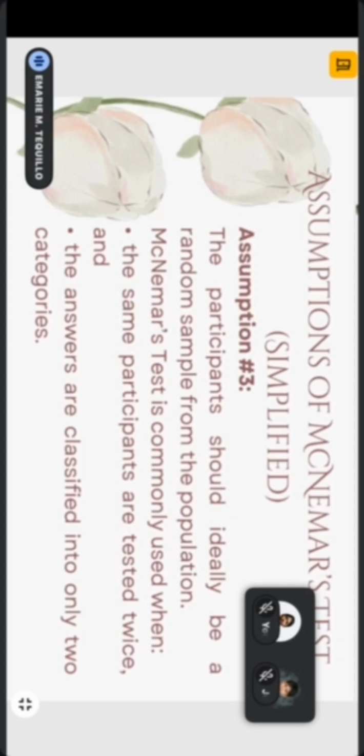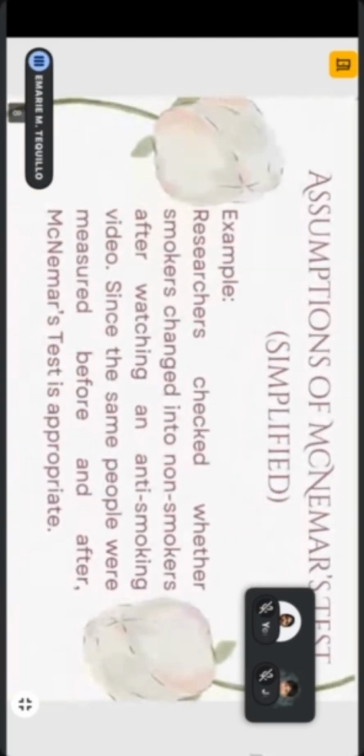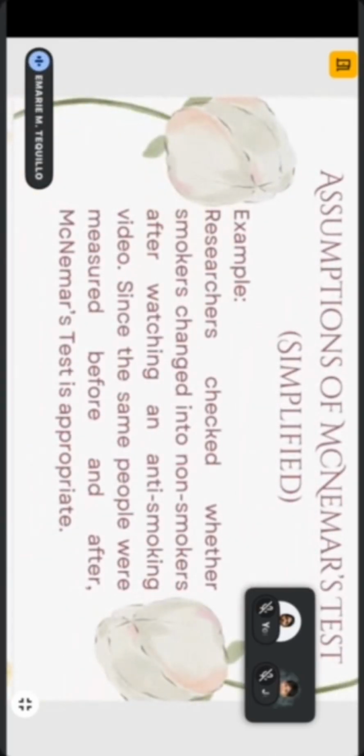Also, remember, McNemar test is commonly used when the same participants are measured 2 times. So, gets everyone? Okay, gets. So let's proceed for the example. So researchers check whether smokers change into non-smokers after watching an anti-smoking video. Since the same people were measured before and after, McNemar test is appropriate.